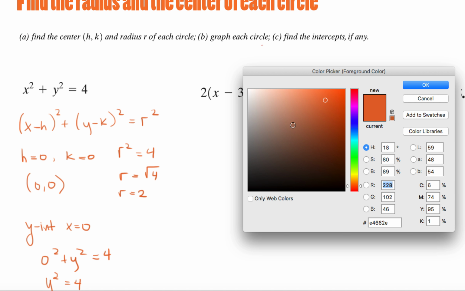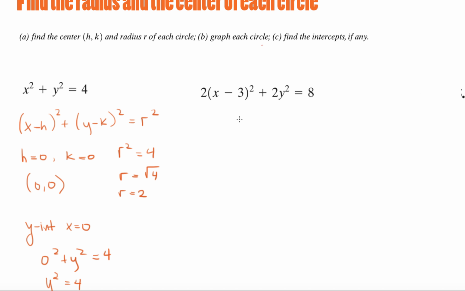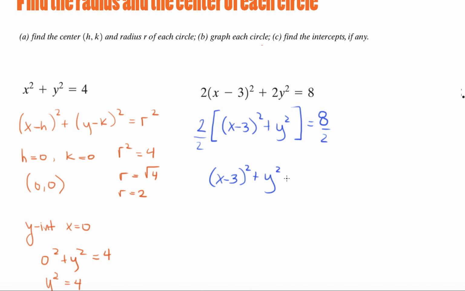Now, for this problem here, you have a 2 in front of the (x minus 3) squared and a 2 in front of the y squared. So the first thing I want you to do is to factor the 2. So it's 2 times ((x minus 3) squared plus y squared) equals 8. Now the second step is to divide by the 2. So you divide by 2 on both sides. You're left with (x minus 3) squared plus y squared equals 4.